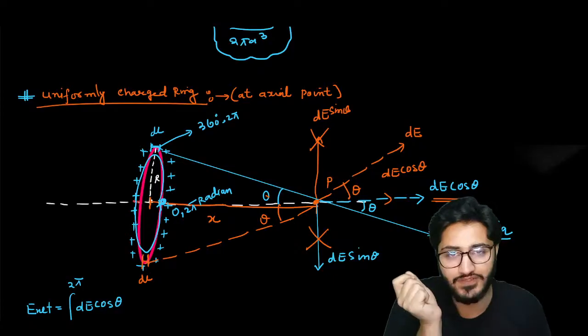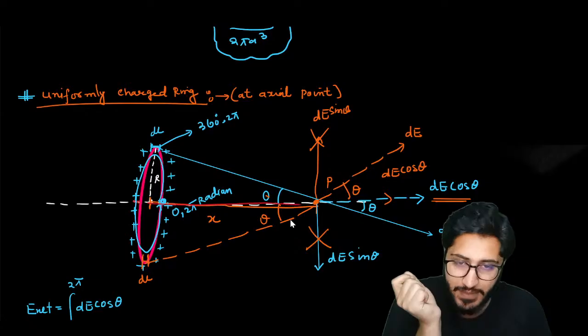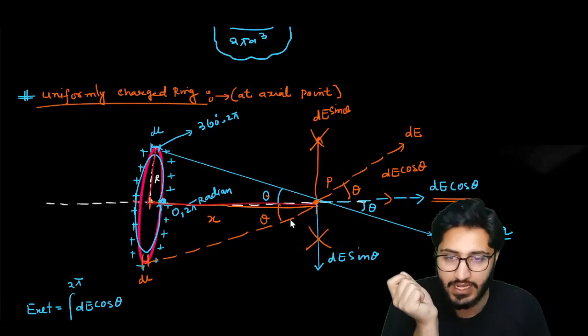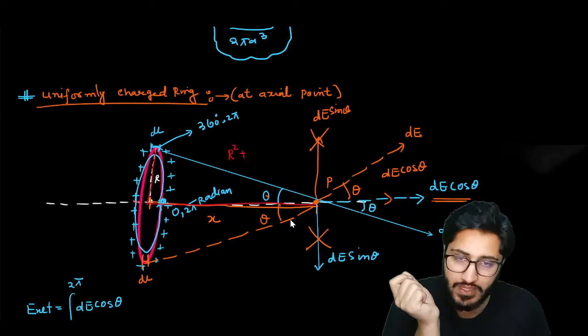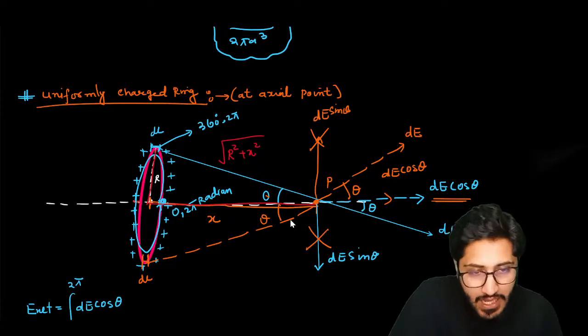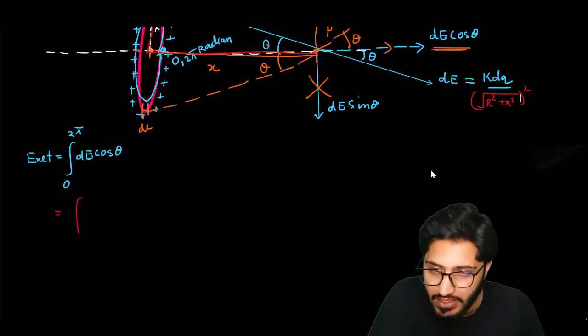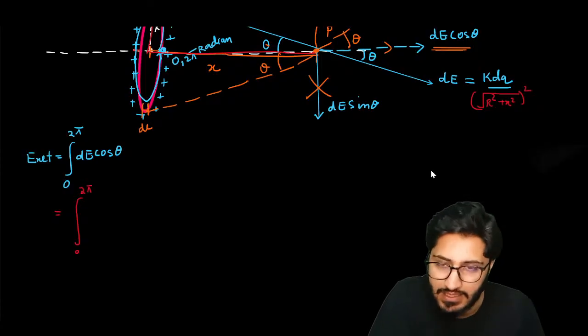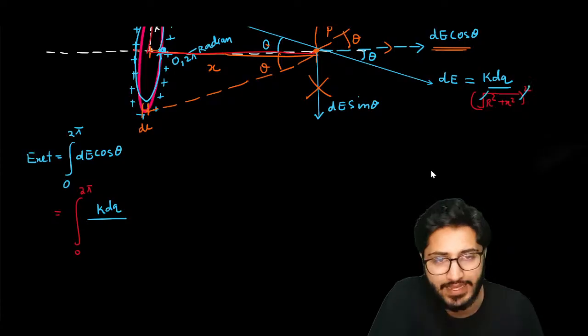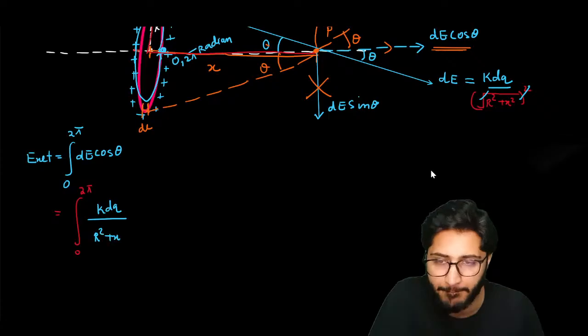Look here, it is very easy. If this side is my X, and this side is my R, then this side would be the square root of R square plus X square by Pythagoras theorem. So the distance squared is R square plus X square. Now I can put the value. I will write the integration from 0 to 2 pi of K dq whole divided by R square plus X square.